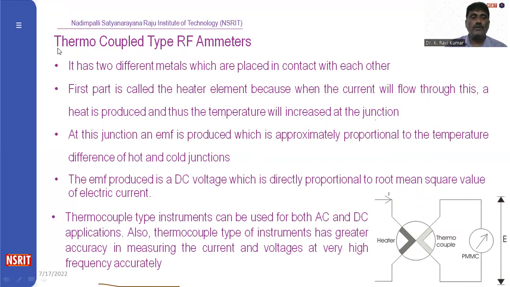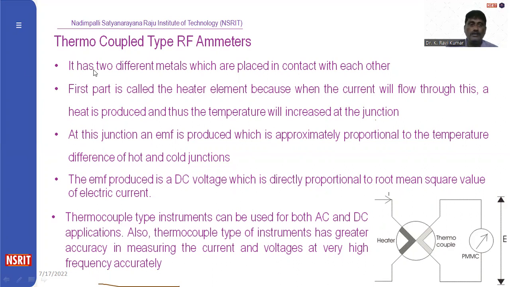Okay, one more type is the thermocouple type RF ammeter. In this type, we are using 2 types of wires. One is called a heater. The other is called a thermocouple. Both are different materials. This one is connected in parallel with the galvanometer, that is the PMMC instrument.